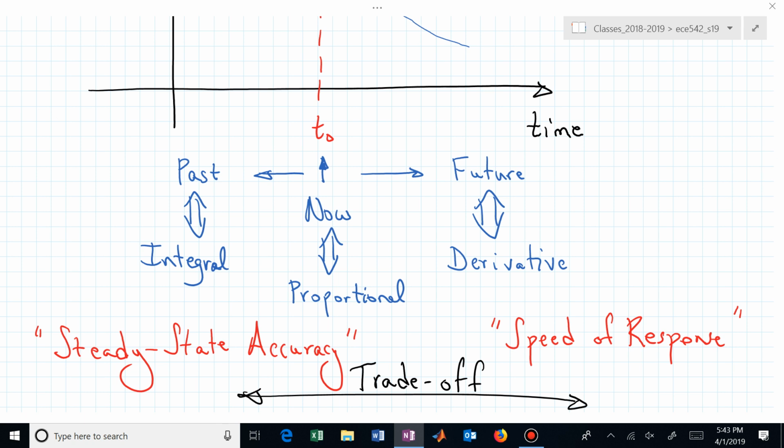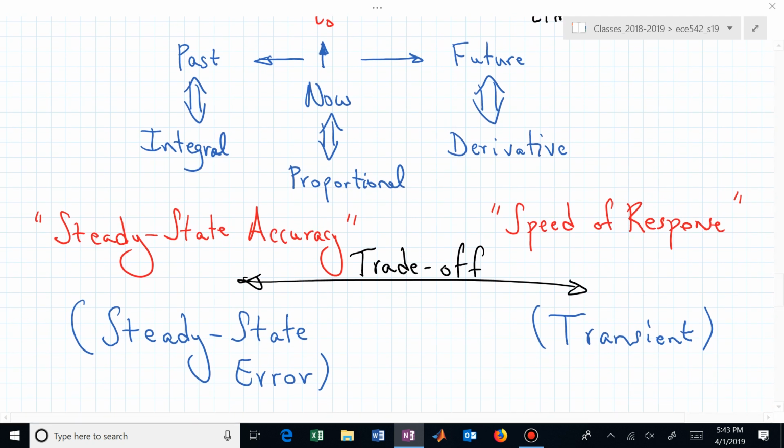Or do we want the system to be responding quickly, speed of response? There's usually a trade-off between those two demands, speed of response or steady state accuracy. And you could say it a different way. You could say, what's your steady state error? Is it 0? Is it small? And what's the transient? Maybe we're willing to trade off some speed, or maybe trade off some percent overshoot, with better steady state error behavior.